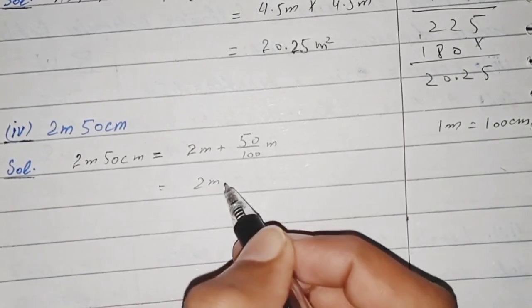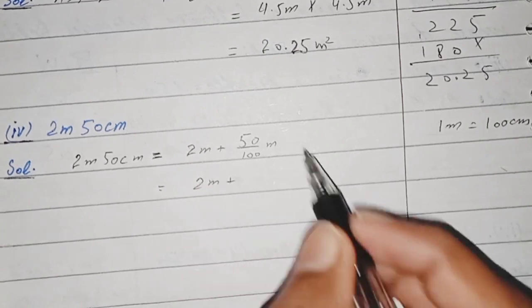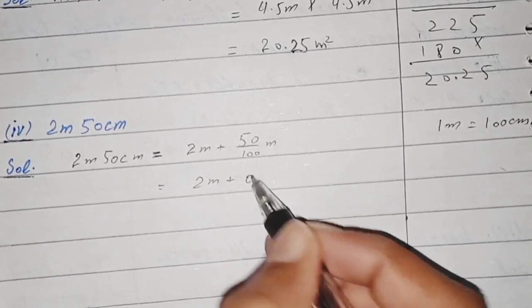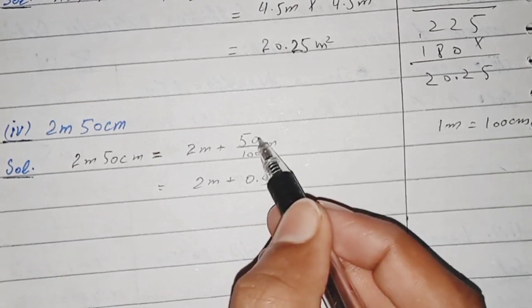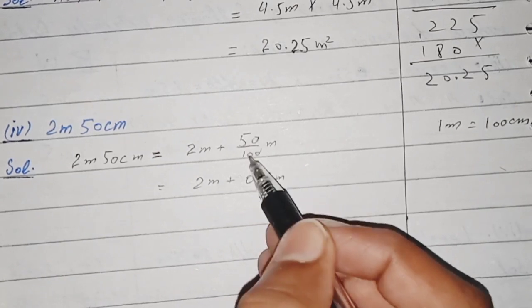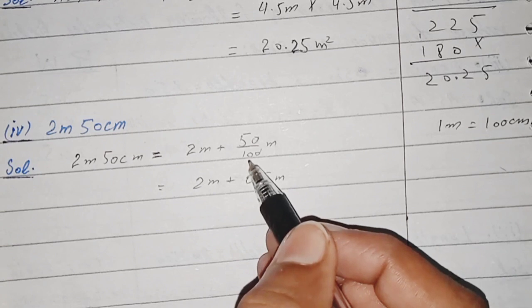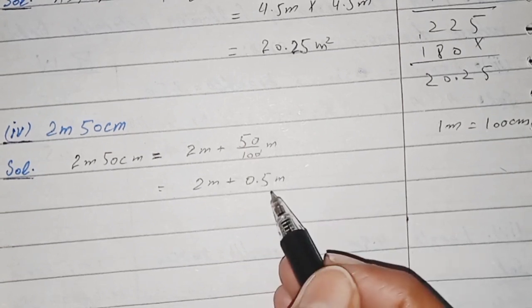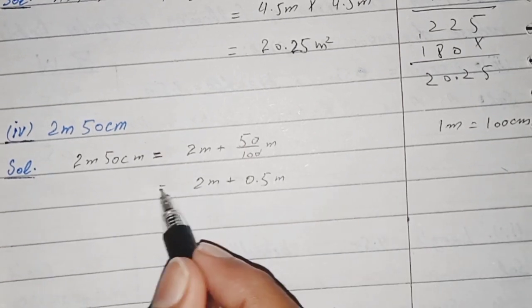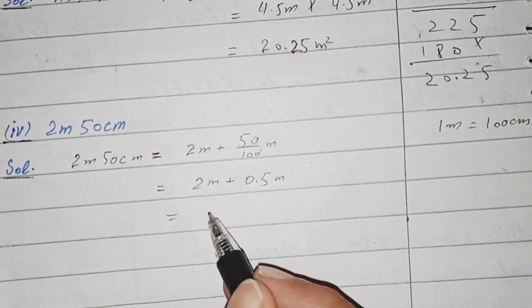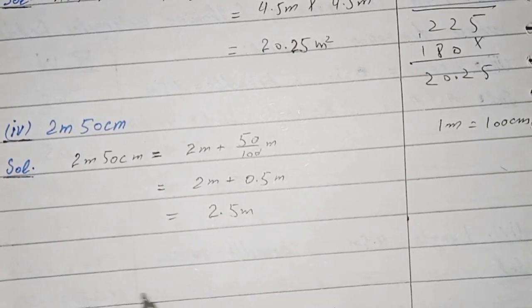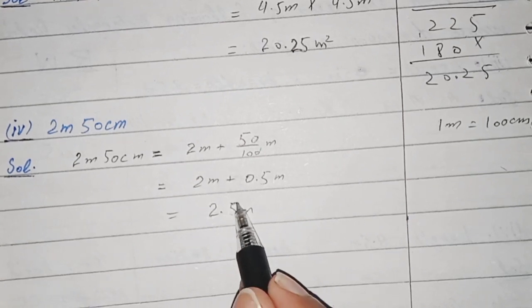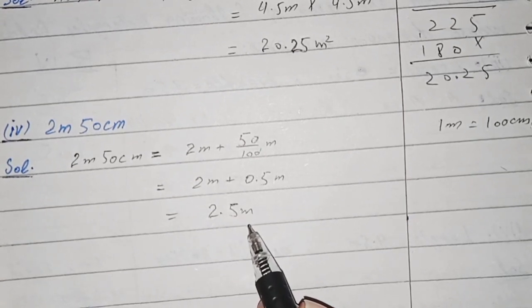2 meter plus 50 by 100 is equal to 0.5. This 0 will be cancelled with this 0, and 5 by 10: 5 on the 5, 5 to the 10, and 1 by 2 is equal to 0.5. When we add this, the answer will be 2.5 meter. So this is converted into a single unit, that is meter.